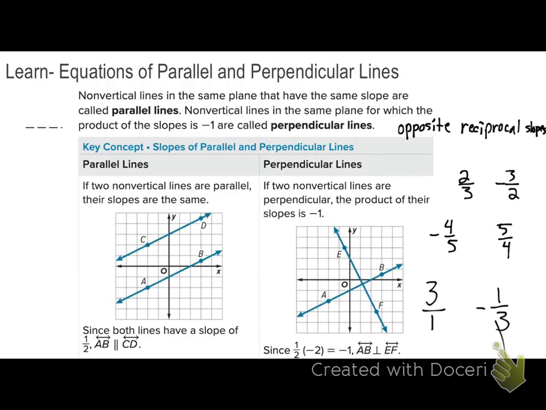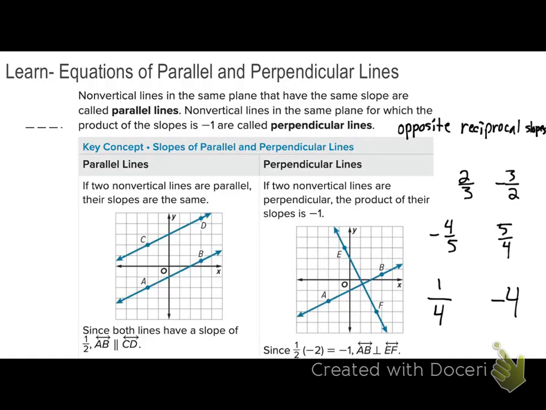Let's say I gave you 1/4. What's the reciprocal of 1/4? 4/1 or just 4. What's the opposite of positive? Negative. So the opposite reciprocal of positive 1/4 would be -4. Are we getting what I'm meaning when I say opposite reciprocal? For them to be perpendicular, they have opposite signs and they're reciprocals. Okay?